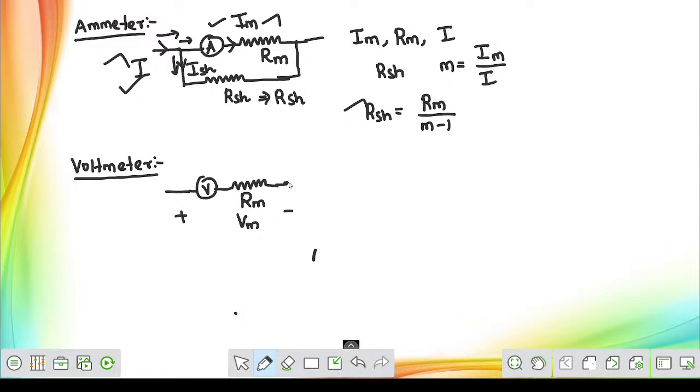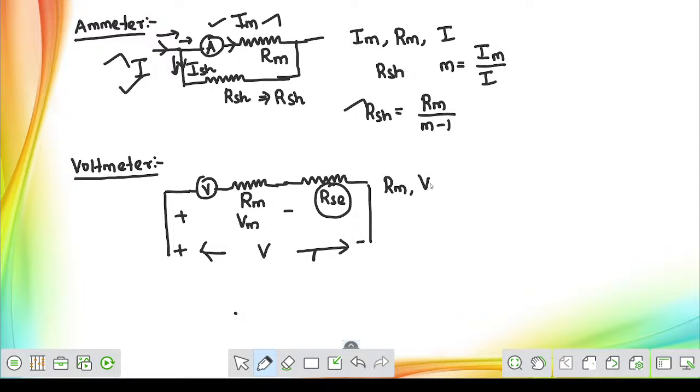Now in order to extend the reading of the voltmeter, we attach one more additional resistance in series with the existing voltmeter. The resultant value that we are going to measure across the whole combination is the new value of the voltmeter reading. Once again, they will ask you to calculate the value of RSE, the series resistance. The meter resistance will be given, the initial voltmeter reading will be given, and the new value will be given. The question is to find the value of the series resistance.